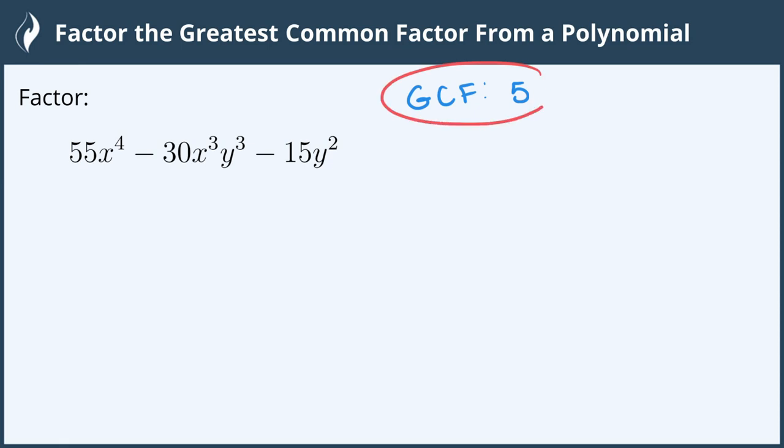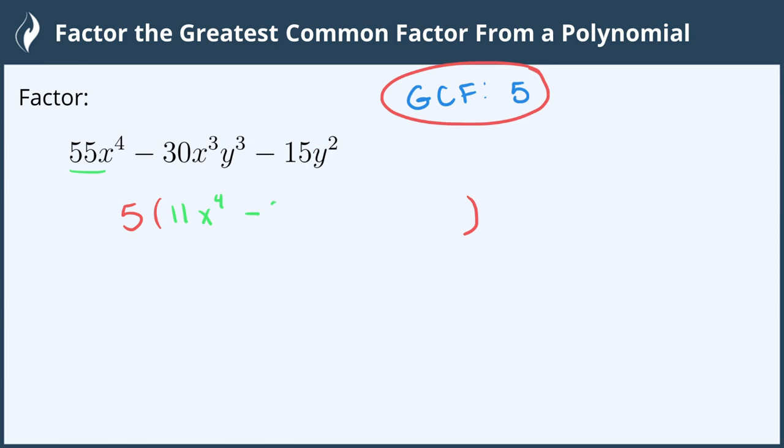So we can pull this out of all three of those terms by dividing each of them by 5. So we'll put the 5 on the outside and set up our parentheses, and what we're left with goes on the inside. 55 divided by 5 gives us 11, and we didn't divide any of the variables, so we still have x to the fourth. Then subtract, because a negative divided by a positive is negative.